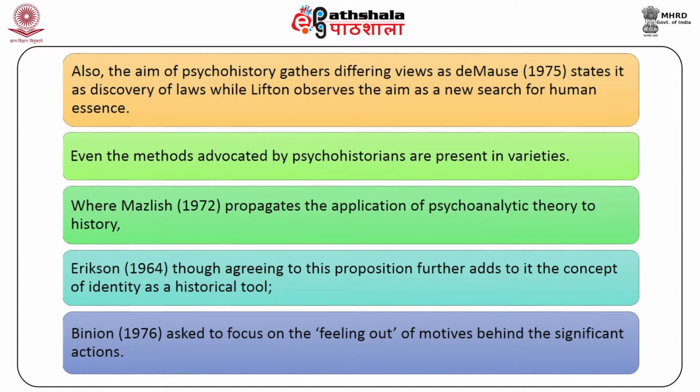Also, the aim of psychohistory gathers differing views, as D. Moss in 1975 states it as a discovery of laws, while Lifton observes the aim as a new search for human essence. Even the methods advocated by psychohistorians are present in varieties, where Maslish in 1972 propagates the application of psychoanalytic theory to history. Erikson in 1964, though agreeing to this proposition, further adds to it the concept of identity as a historical tool, while Binion in 1976 asked to focus on the feeling out of motives behind the significant actions.